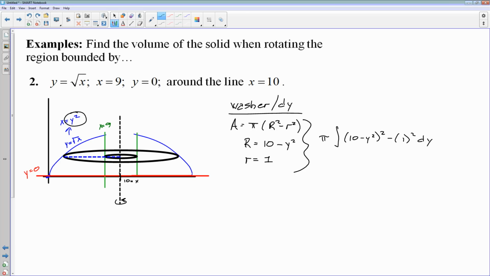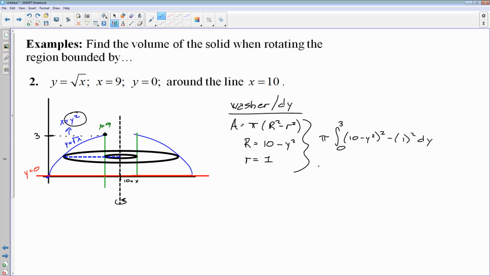It's a dy problem. And then my limits of integration have to be in terms of y. All right, my very first cross section is going to be way down here. I'm going to start with the cross section way down here on the x-axis, and that starts at a y coordinate of 0. And my very last cross section is going to be way up here. I need to find this y coordinate, so I'll know where my cross sections end. If x is equal to 9, this is the line y equals square root of x. My y has to be 3. So here is the antiderivative that will find this volume.